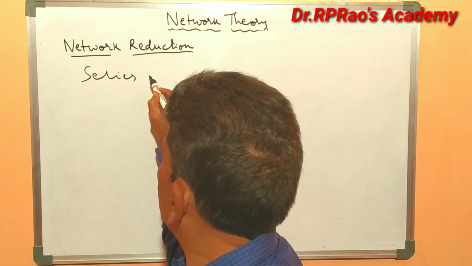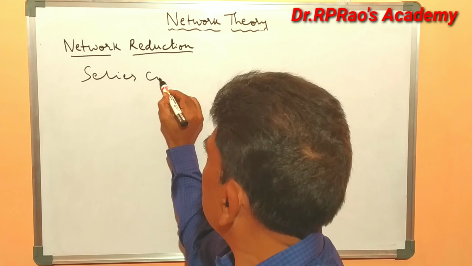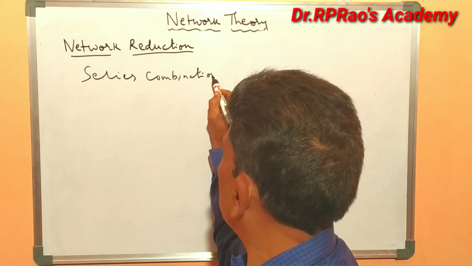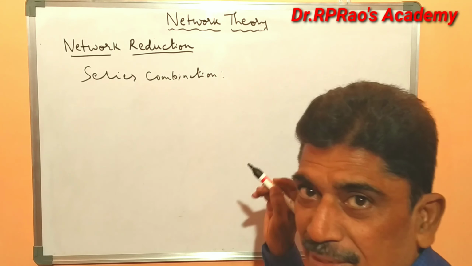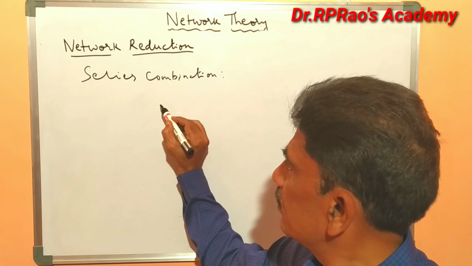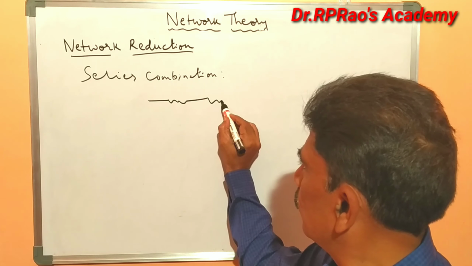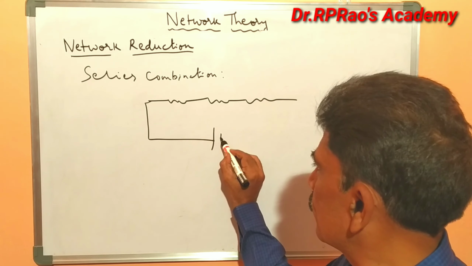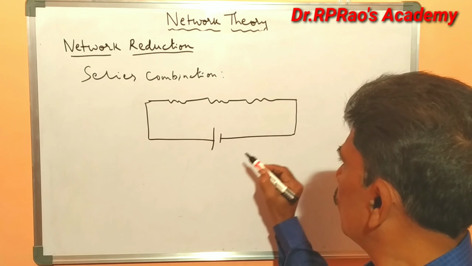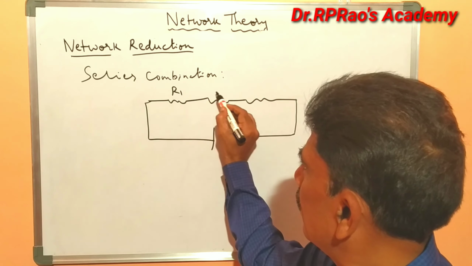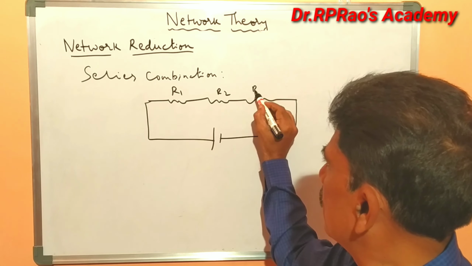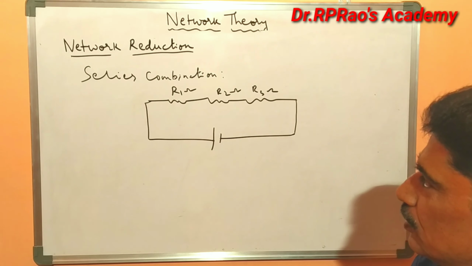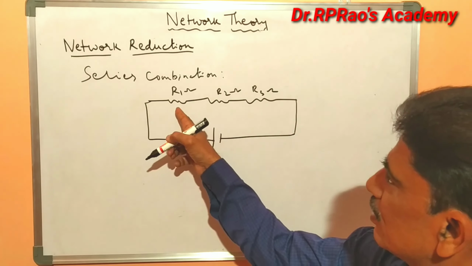Series combination of resistances now. Let us consider three resistors 1, 2 and 3. They are connected in series across a voltage source. Let these be R1 ohms, R2 ohms and R3 ohms. Let us find the equivalent resistance of these three.